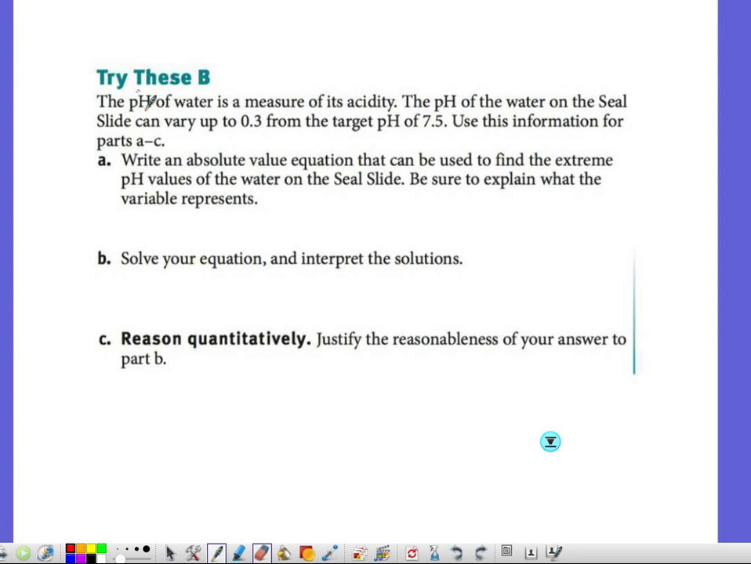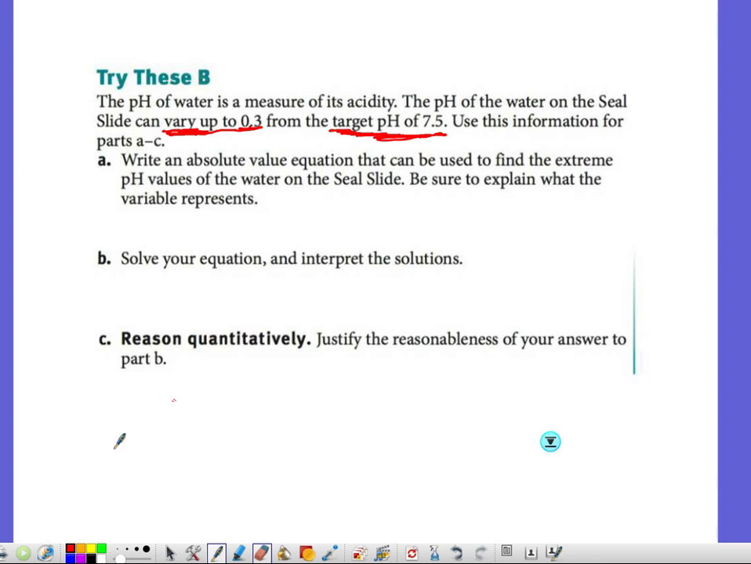So here, let's just take a look at try these B real quick. The pH of water is a measure of its acidity. The pH of water on the seal slide can vary. This is a keyword, you may want to underline that. Can vary up to 0.3 from the target. That's also another keyword, target pH of 7.5. Use this information for parts A through C. A. Write an absolute value equation that can be used to find the extreme pH values of the water on the seal slide. Be sure to explain what the variable represents.